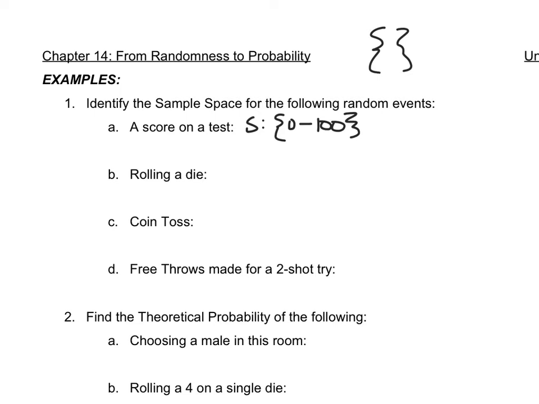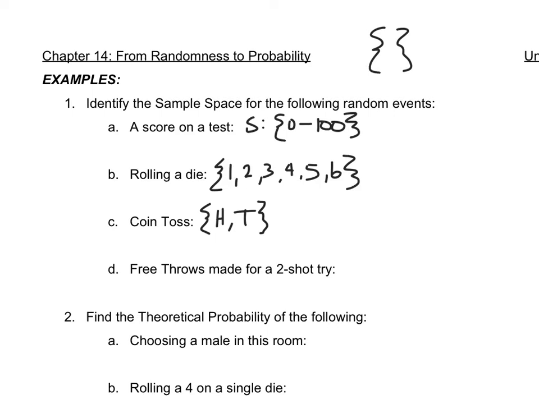What's the sample space for rolling a die? Well, if I take one die, there are 6 possibilities. I could get a 1, a 2, a 3, a 4, a 5, or a 6. So my sample space is 1, 2, 3, 4, 5, and 6. Those are my possible outcomes if I roll a die. A coin toss: what's the sample space for a coin toss? Well, there are only 2 possibilities. You can either get heads or tails. That's my sample space for a coin toss.